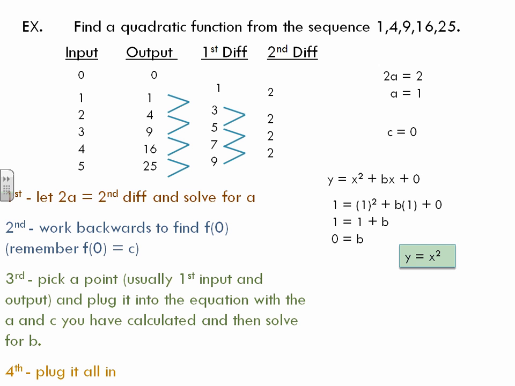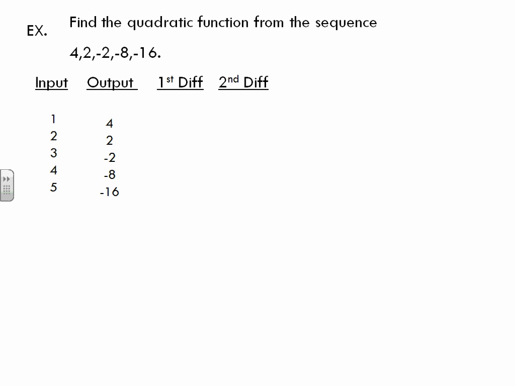Still easy, but it's just a little bit more complicated. It's not just y equals x squared. All right, so here are our numbers that are in the sequence, and I've already put in the inputs. And when we subtract, we get our first differences. And then we subtract again, and we get our second differences. So this time, second difference is -2. So, just like we did before, we set -2 equal to 2a and solve, so a is -1.